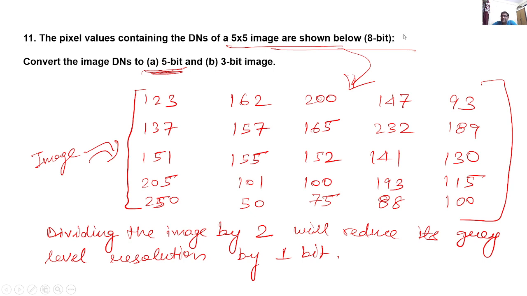We understood that as we change the bits, we need to either divide, if we are basically coarsening the resolution, or we need to multiply by a factor of 2, if we are basically going into finer radiometric resolutions. So that is the fundamental idea behind these questions.